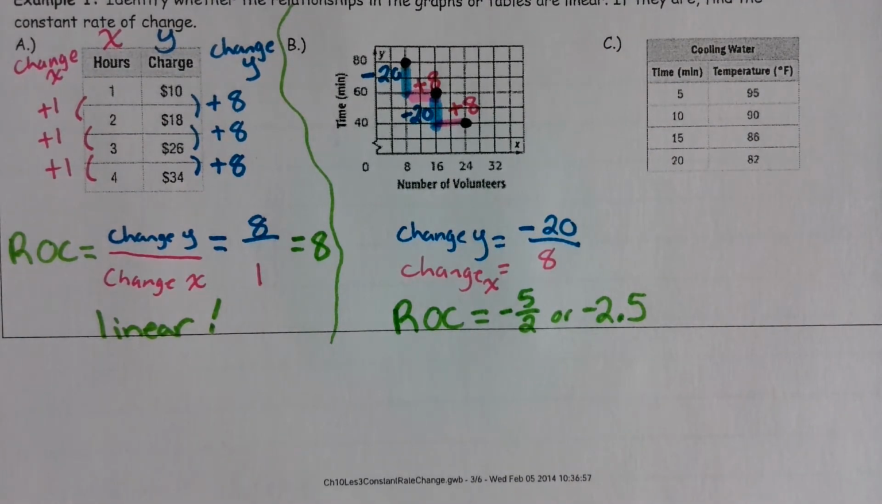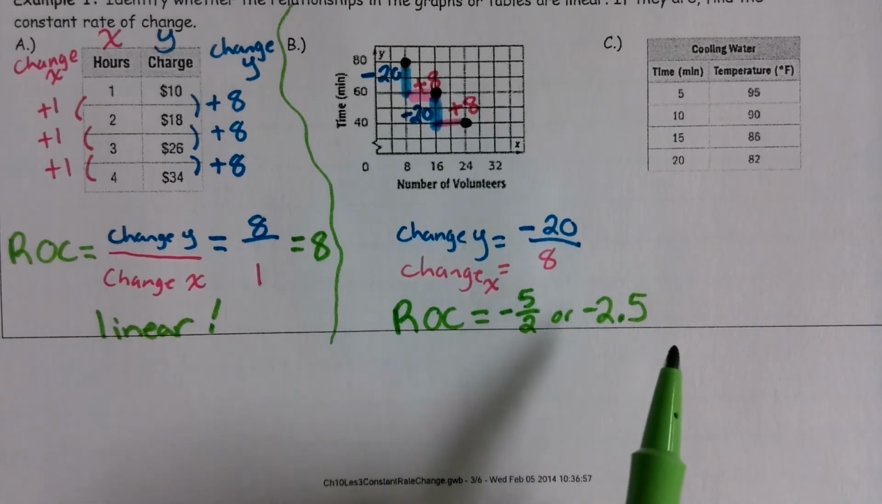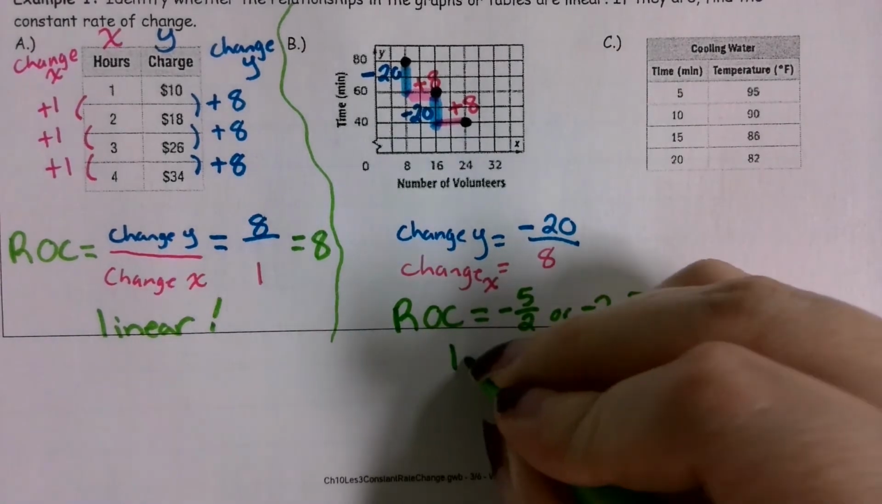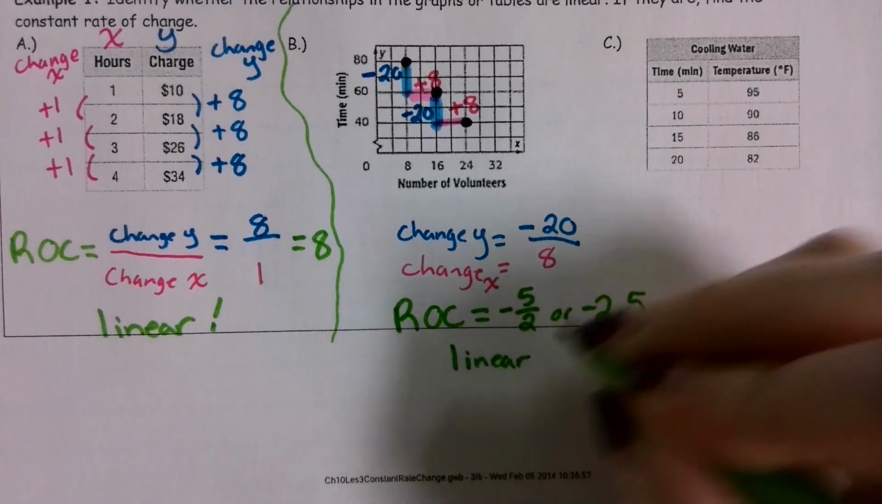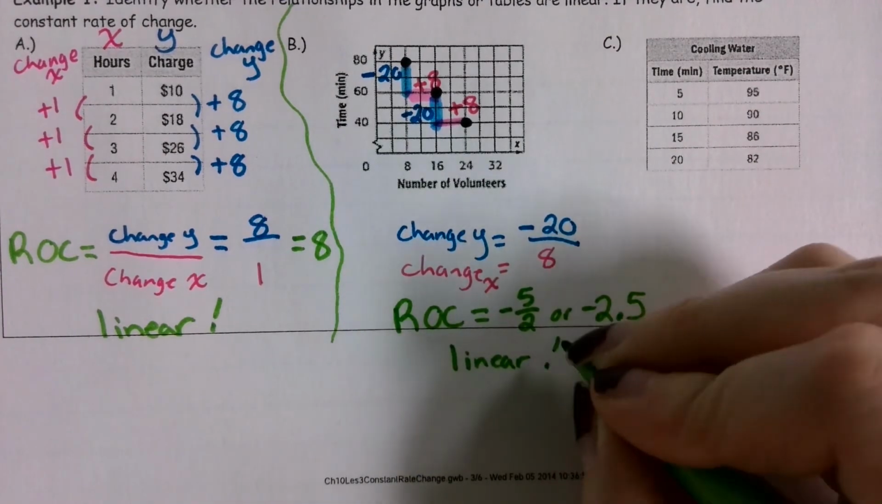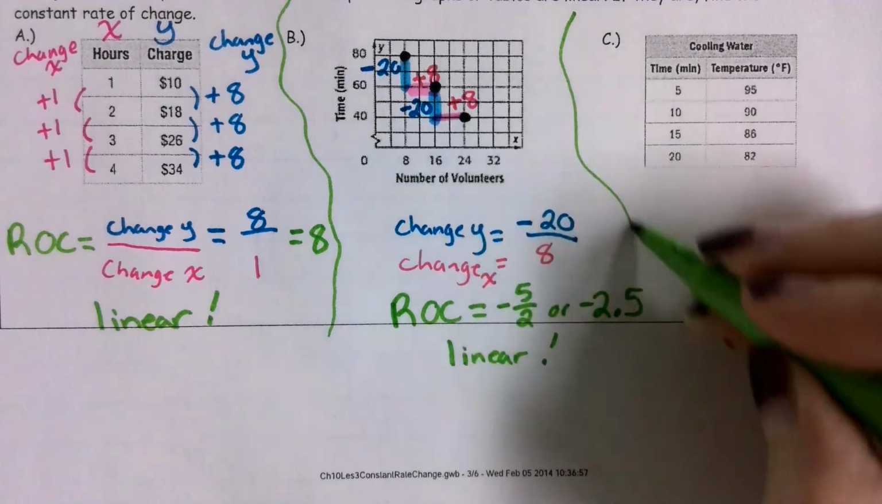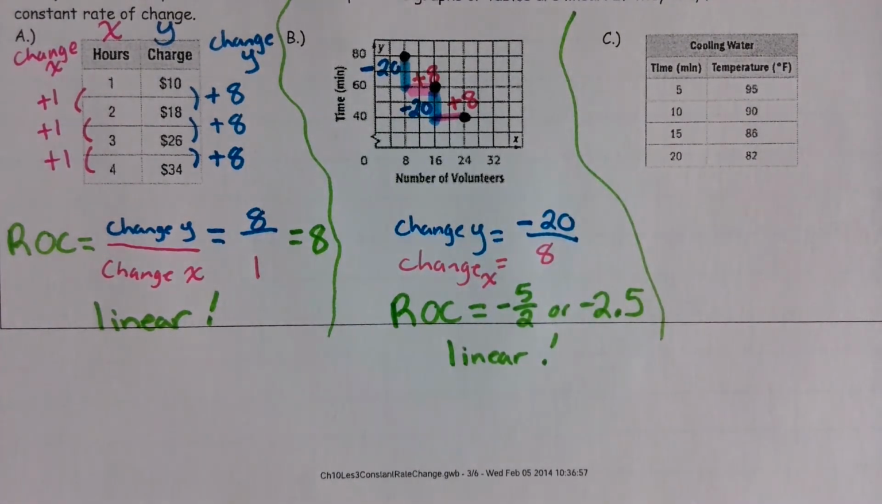From this point on, you do not want to write it in mixed number form. Improper form is the best. Sometimes they might have it as a decimal as well. Since we do have a constant rate of change, that means that this is a linear function. Try C on your own. Identify if it's linear, and if it is, what is the constant rate of change?